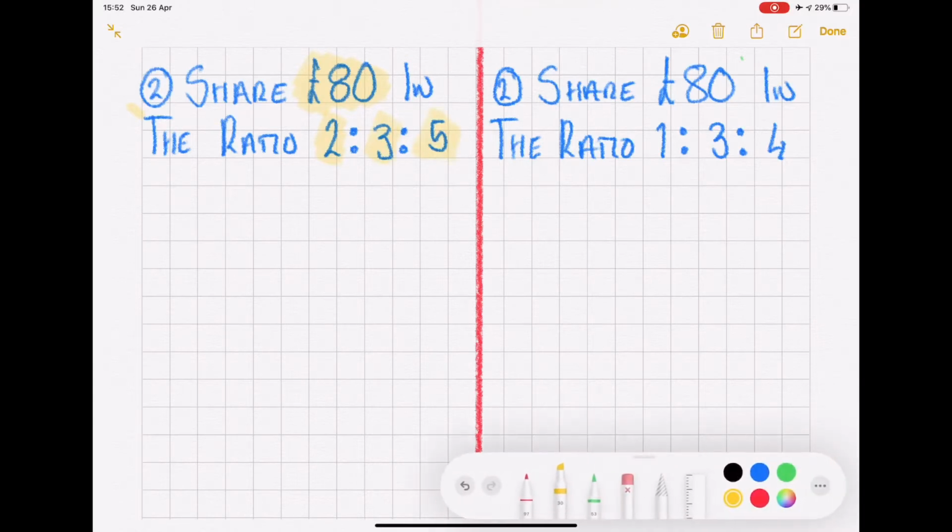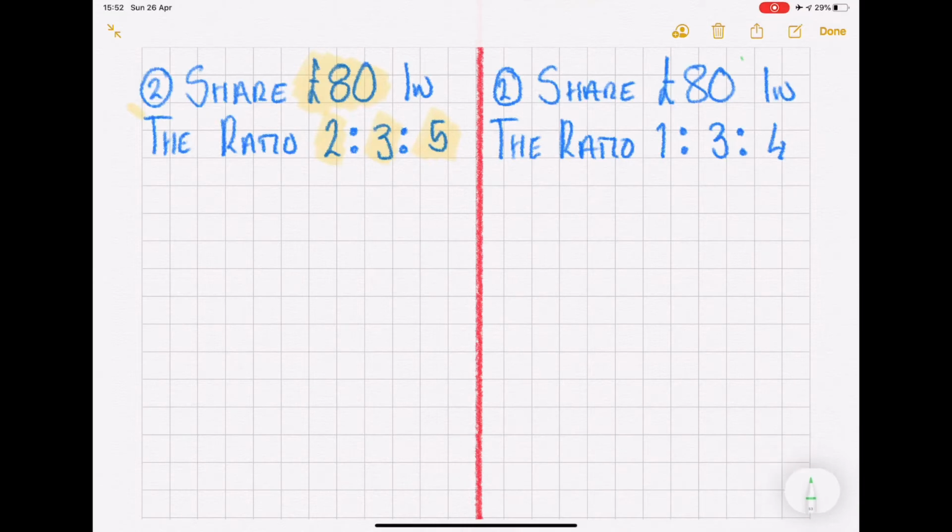Now this is different to the example we saw in the first question, because instead of splitting it into 2 parts, we're splitting it now into 3 parts. But that's no bother. Let's approach it exactly the same way, and we should get a good answer. So first things first, let's find out how many parts, how many boxes we have in total. So that's 2 plus 3 parts plus 5 parts. And if we add them together, we end up with 10 boxes. 10 boxes or 10 parts.